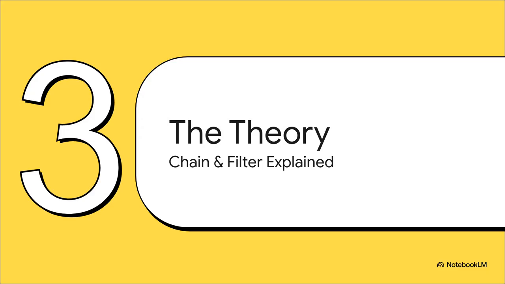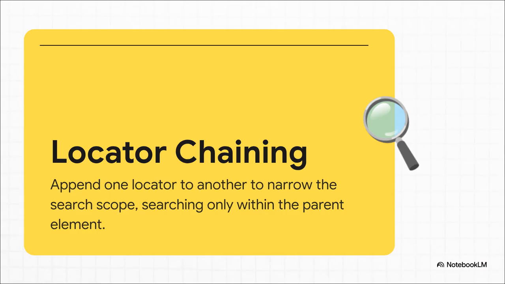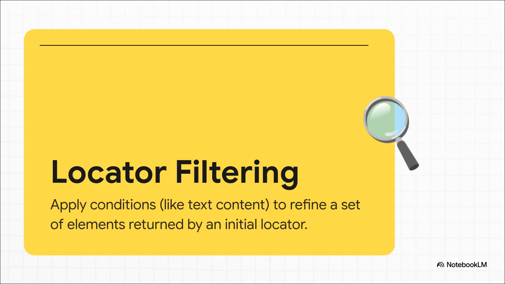All right, let's peel back the curtain and look at the actual mechanics. This smart way we've been talking about is all built on two fundamental Playwright concepts, chaining and filtering. So first up is chaining. The easiest way to think about this is you're setting a search boundary. You start with a big, stable landmark like the main navigation bar, and then you chain another locator onto it. You're basically telling Playwright, okay, for this next part, I only want you to look inside this navigation bar. Ignore everything else.